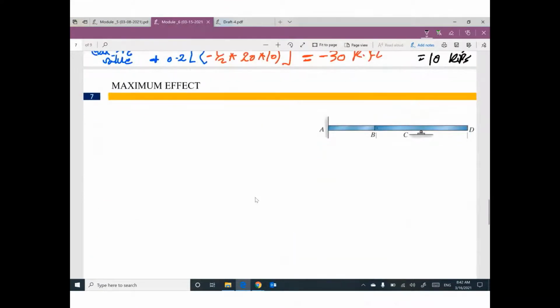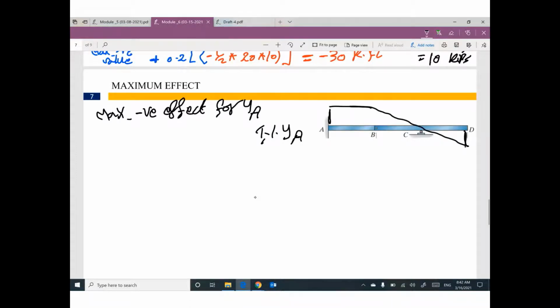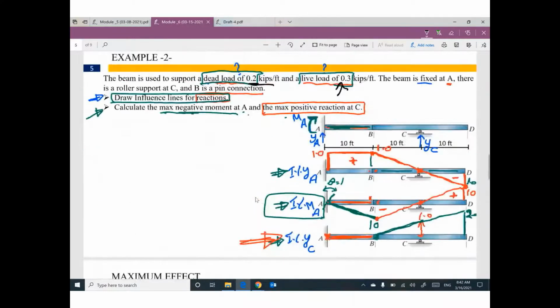Okay, we can do one more. If we are looking for maximum negative effect for YA, can you remind me what was the influence line for YA? I think the influence line for YA was something like this. This one is 1, 1, and 1, positive, negative. Can you go back? This is the influence line for YA.